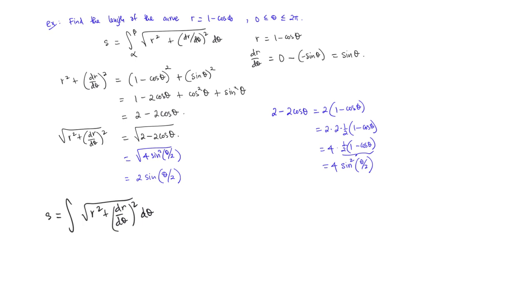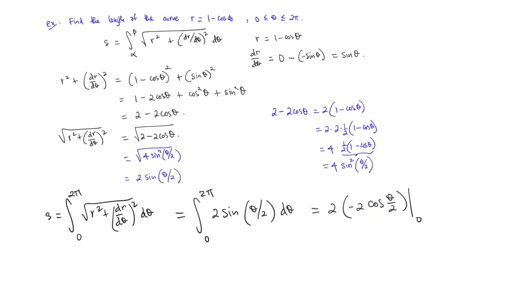In the problem, the lower limit of integration is 0 and the upper limit of integration is 2 pi. The integral goes from 0 to 2 pi. Thus, this is the integral from 0 to 2 pi of 2 sine of theta over 2 d theta, but the antiderivative of sine of theta over 2 is negative cosine of theta over 2 times 2, and we evaluate it from 0 to 2 pi.